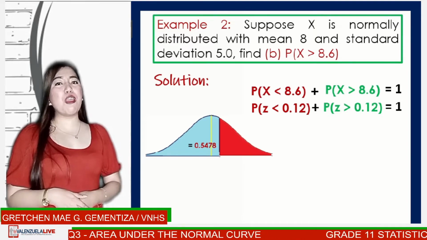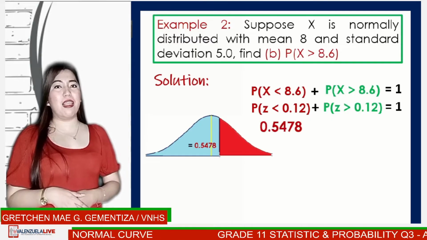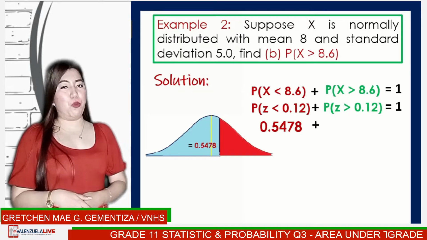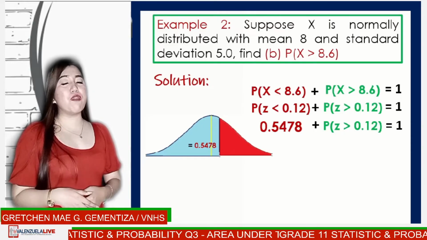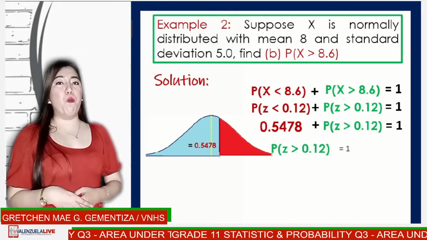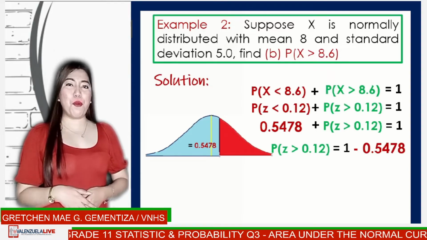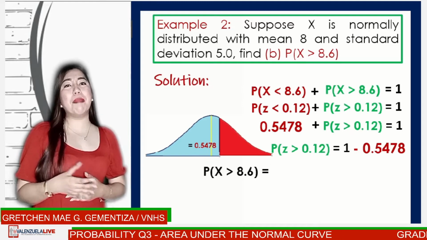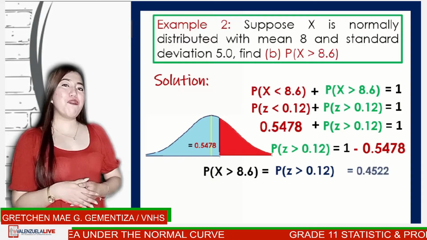The probability of z less than 0.12 is 0.5478, plus the probability of z greater than 0.12 equals 1. Solve for the probability of z greater than 0.12. This is equal to 1 minus 0.5478. Therefore, the probability of x greater than 8.6, or the probability of z greater than 0.12, is 0.4522.